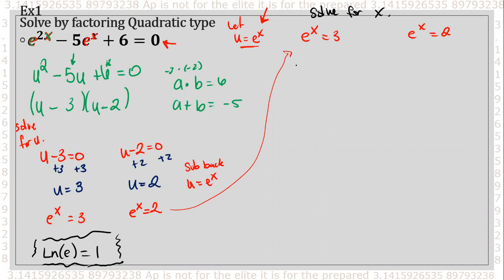Keep in mind that the same goes for e raised to the ln of x. Those are also inverses, and you're just left with x. You're just left with the inside. So these two properties, you can't forget them, guys. They should be in your notes.